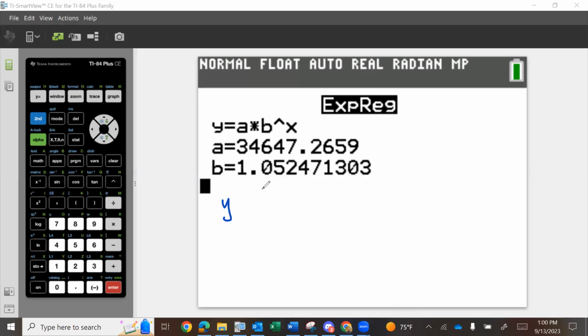We'll go, let me go just a little higher, I guess. y equals 34,647.266 times 1.052 raised to the x power.